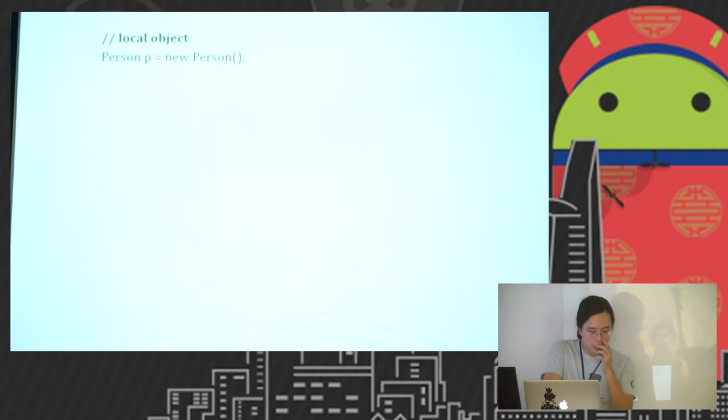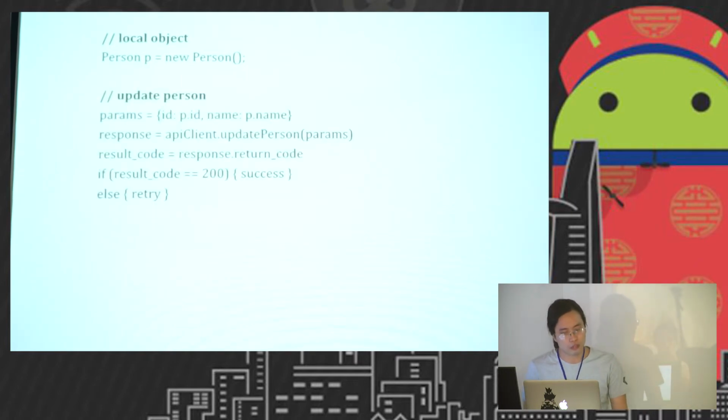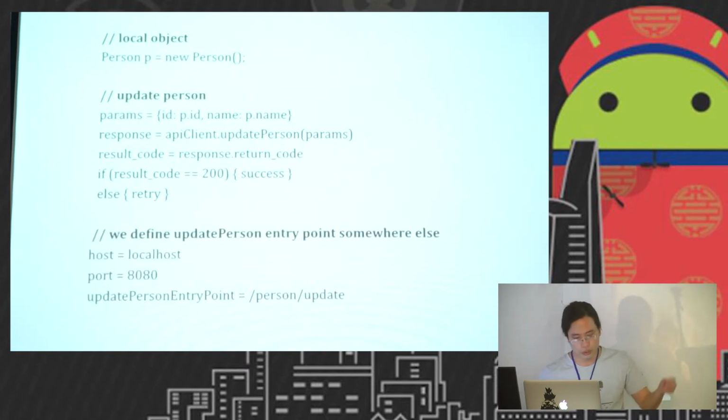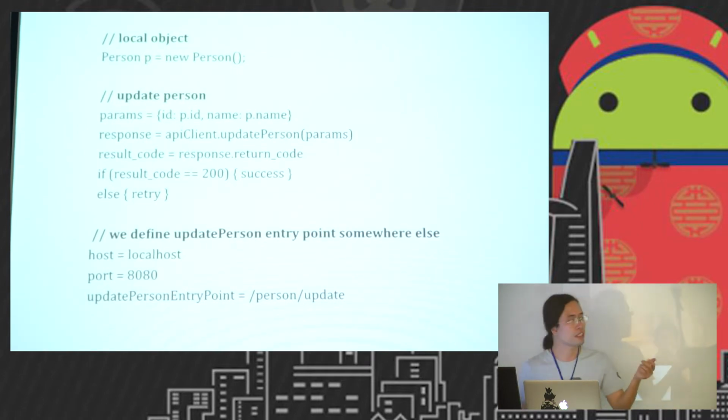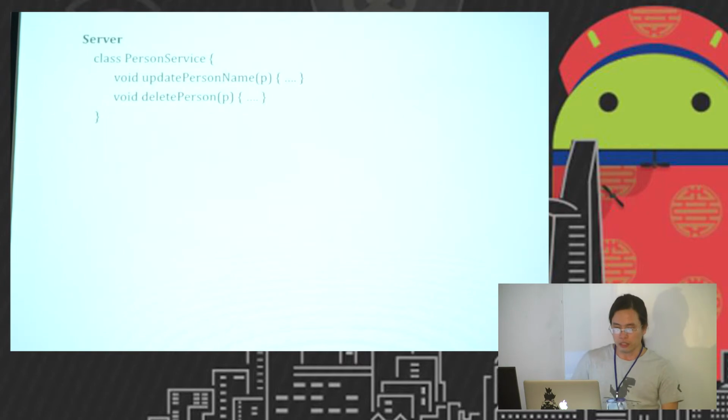So for example, I will demo this. This is a normal API code. You make some local object, then you prepare the params, and you call the API, and get some response. You parse that response and check the status, and somewhere else you define the host, port, and entry point. I think many people find this familiar. So this is the normal API code when you use something such as RESTful Service.